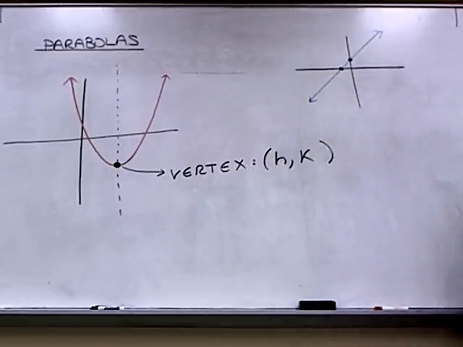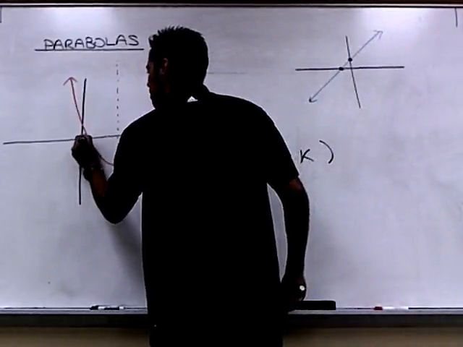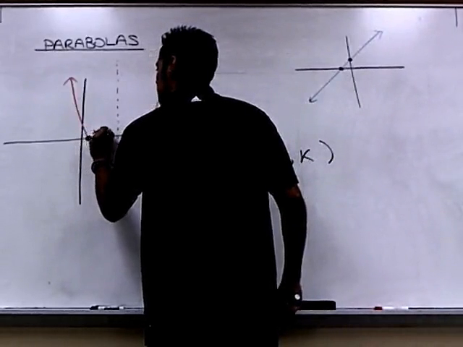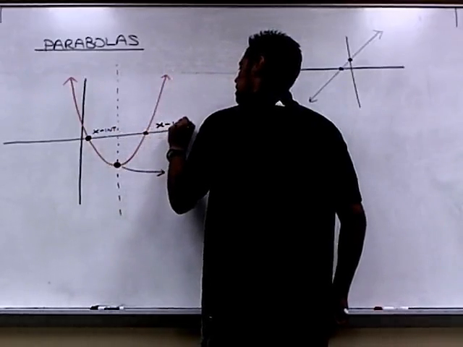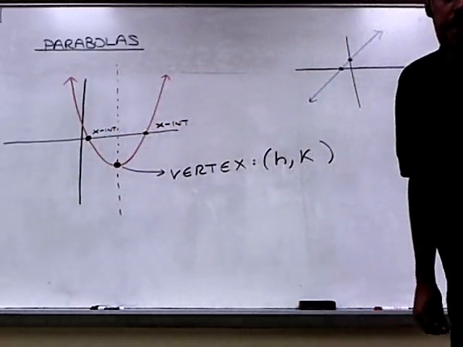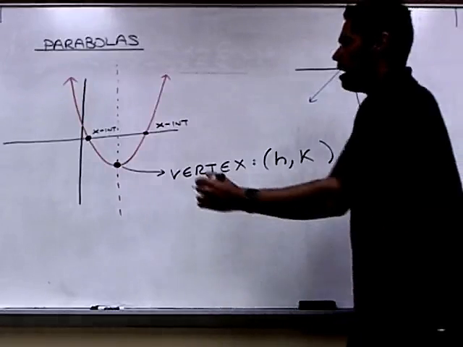But look at the parabola. How many x-intercepts do I have over here? I have 2, right? I have an x-intercept here. I'm just going to put next to it x-int. And then over here, I have an x-intercept here, x-int. All right? So I have 2 x-intercepts. Do I have a y-intercept? Yes. I have one right here.